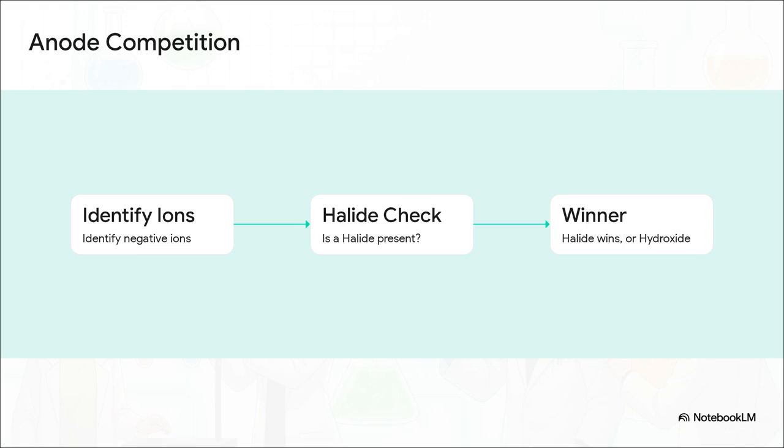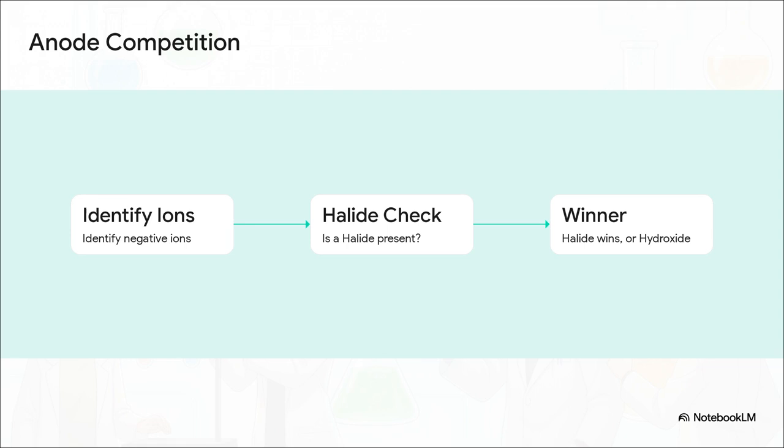Now, let's look at the anode competition on the positive side. Here, you've got negative ions from your compound fighting the negative hydroxide ions from the water. The golden rule here is all about the VIPs of the periodic table, the halides. That's your chlorides, bromides, and iodides. If a halide is anywhere in that solution, it automatically wins the competition, and you'll get a halogen gas, like chlorine, bubbling right up.